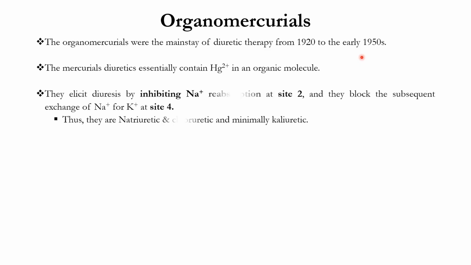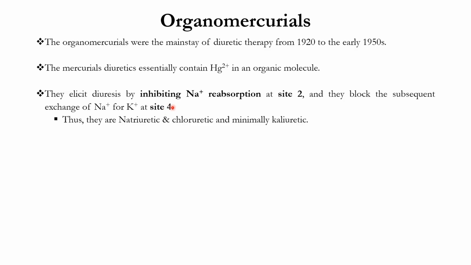So how will these organomercurials elicit their diuresis? They elicit their diuresis by inhibiting sodium ion reabsorption at site 2. Site 2 is the thick ascending loop of Henle, and they also block the subsequent exchange of sodium ion for potassium ion. This happens at site 4, which is the collecting duct.